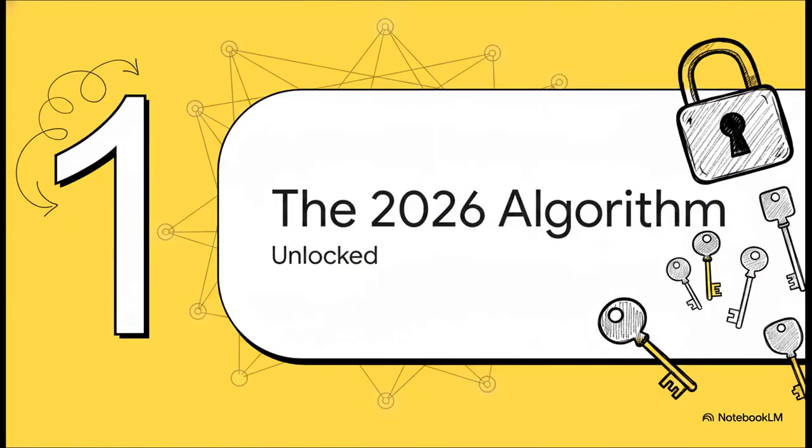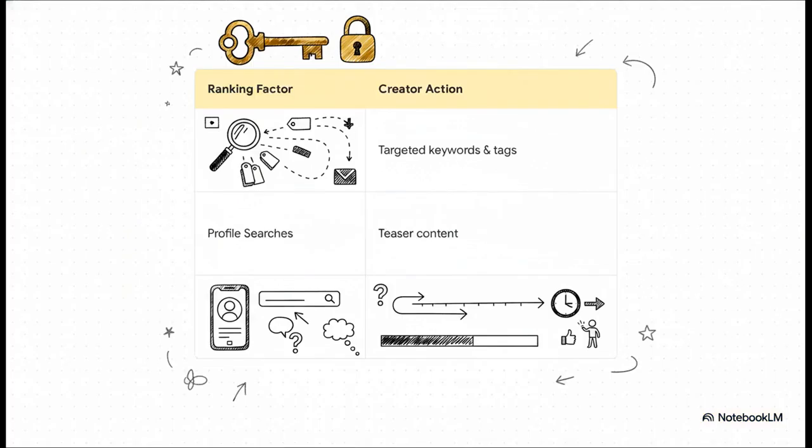So, jumping right into Section 1, the 2026 algorithm unlocked. And listen, the biggest mindset shift you've got to make right now is realizing the algorithm is not your enemy. It's not some malicious force trying to hide your content. It's really just a highly sophisticated lock waiting for the right key. And the executive summary actually gives us those literal keys. Let's break down these 3 core ranking factors.